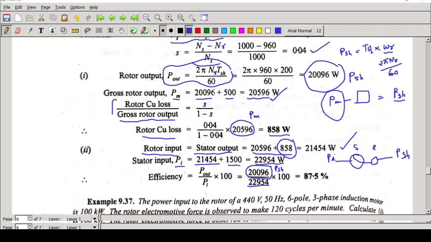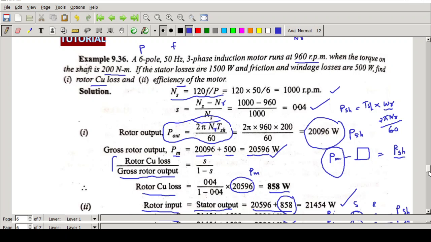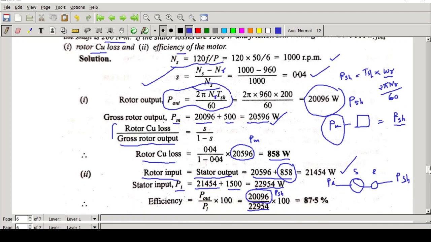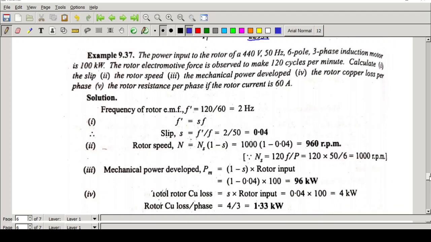Actually we have used so many equations here: ns is equal to 120 f by p, s is equal to (ns minus nr) by ns. Then we have used the relation P is equal to T omega, right? Then we have used the equation rotor copper loss is equal to s into gross rotor output. So many equations we have used. So we have to be very thorough with the power flow diagram and these equations, then only you will be able to do these problems. And we will try to work out one more problem.